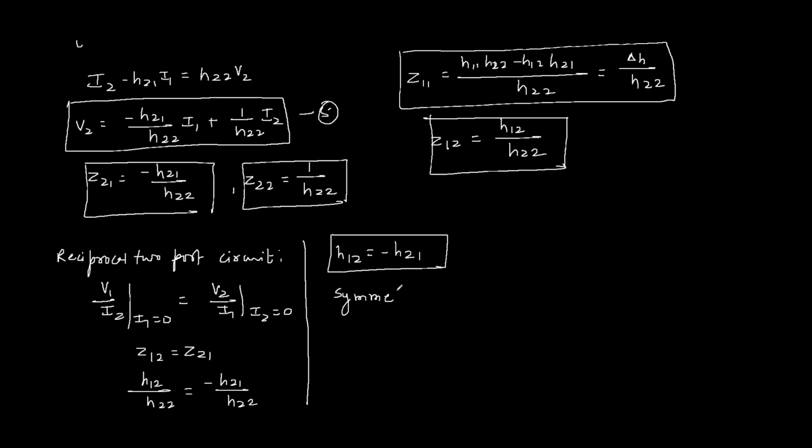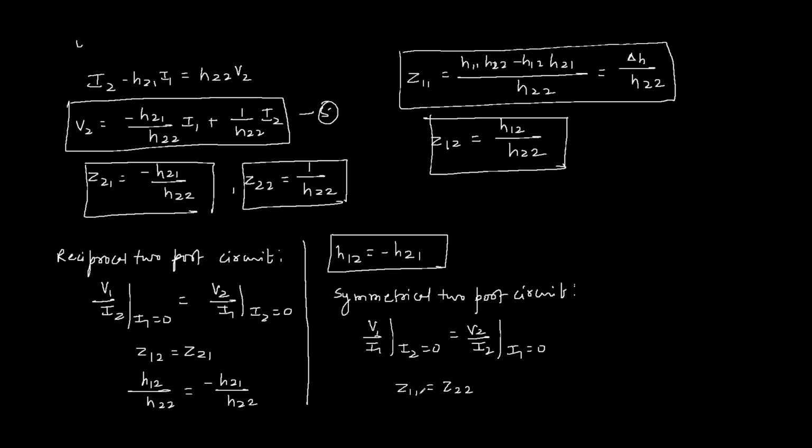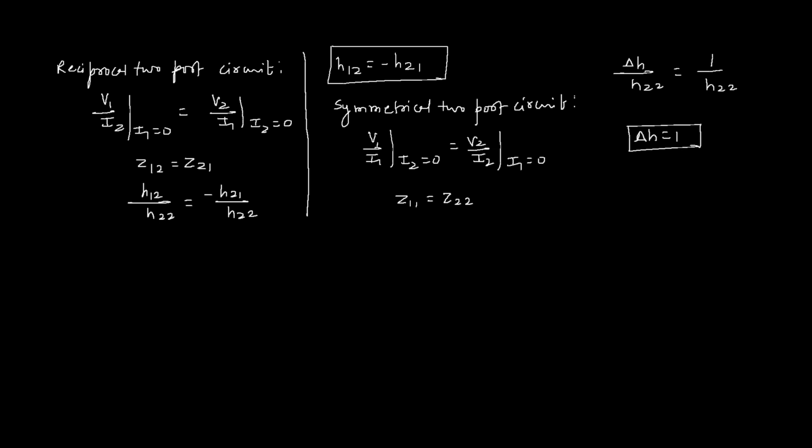Now we will write the condition for a symmetrical two-port network or two-port circuit. The condition for a symmetrical two-port circuit is V1 over I1 when I2 is 0 must be equal to V2 over I2 when I1 is 0. In terms of Z parameters, it is Z11 must be equal to Z22. Now replacing Z11 by del H over H22 and Z22 by 1 over H22, this will give del H must be equal to 1. Del H is the determinant of the H matrix. So the condition for a symmetrical two-port circuit in terms of H parameters is that the determinant of the H matrix must be equal to unity.